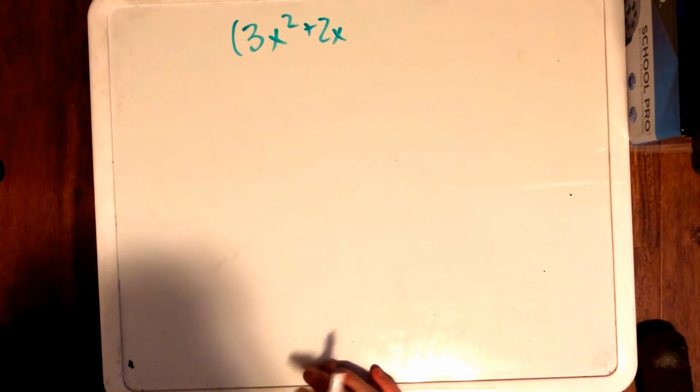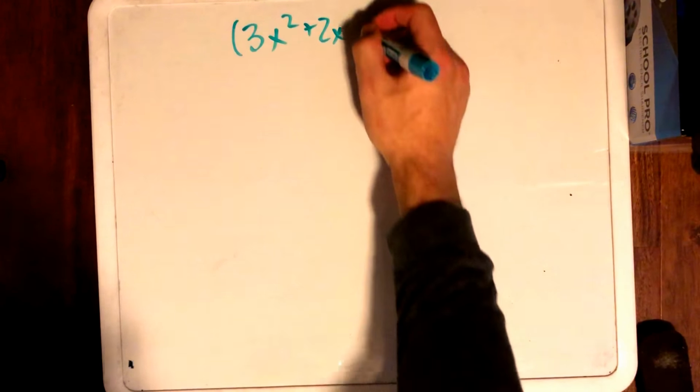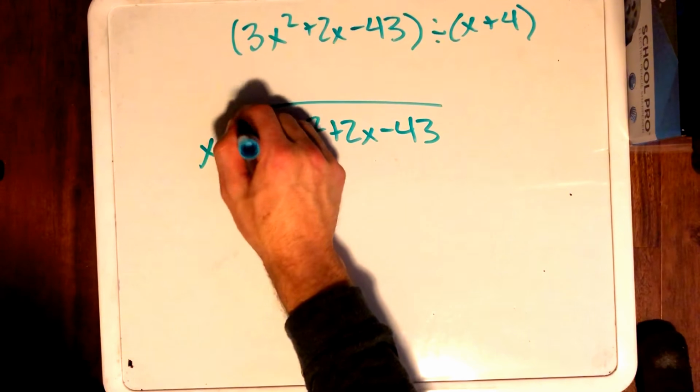So we have 3x squared plus 2x minus 43. I know it's a big number, it's gross, but it'll work out, I promise. And then we're dividing it by x plus 4. So if we're doing our long division, we set it up just like our last video. We have 3x squared plus 2x minus 43 divided by x plus 4.